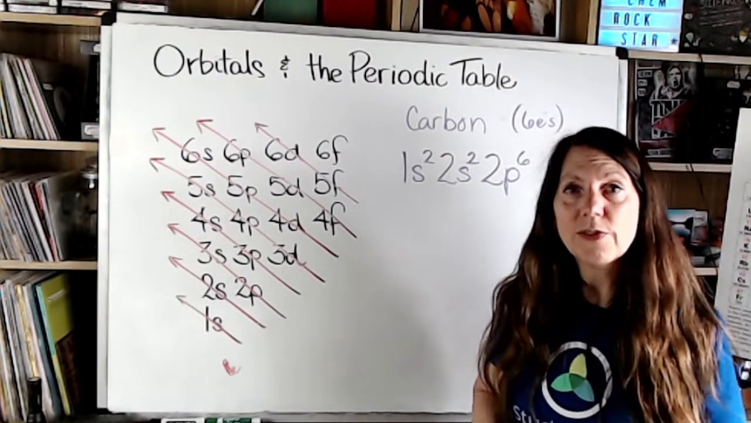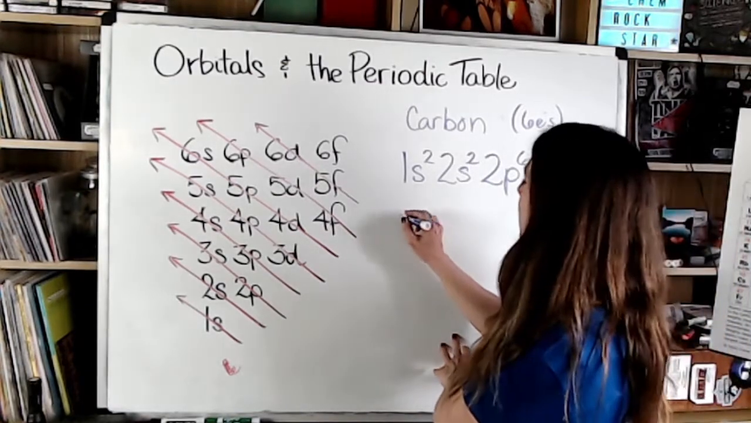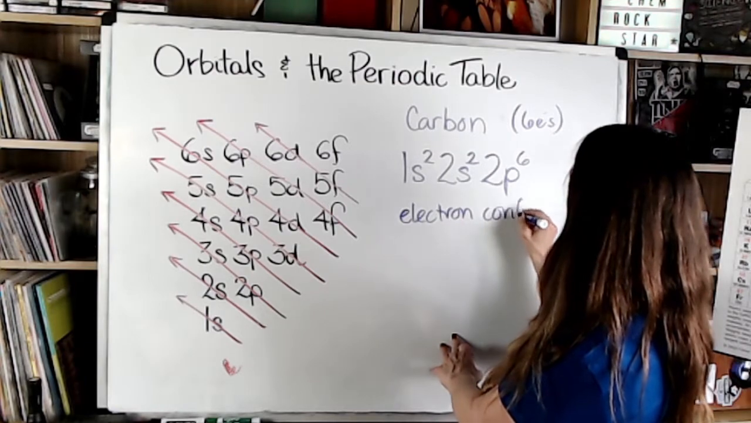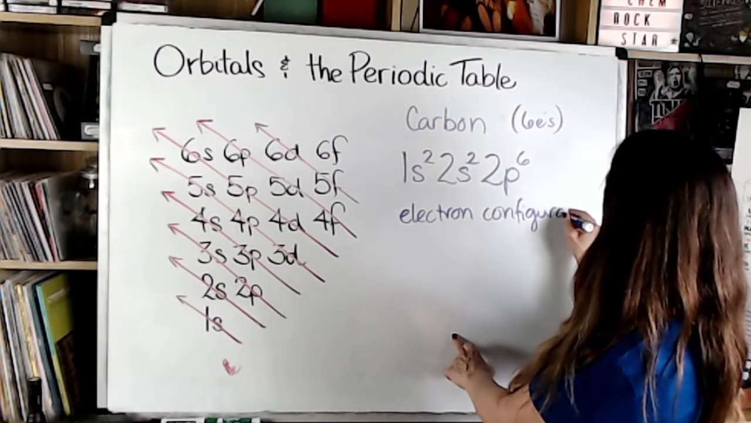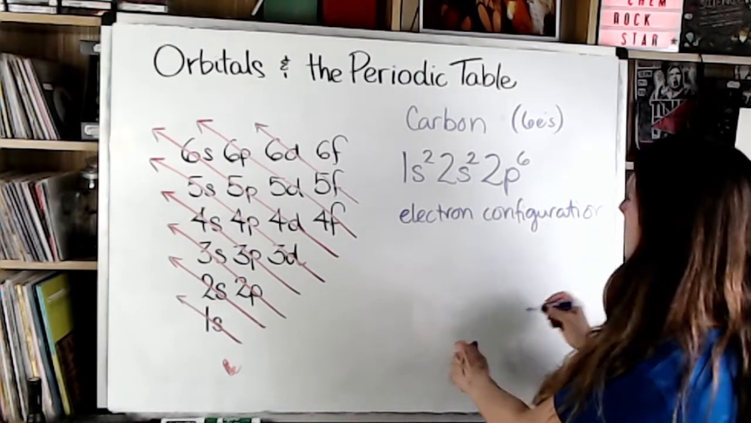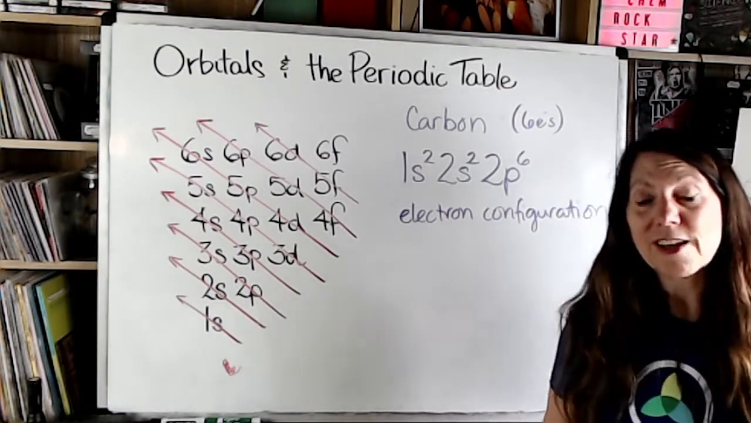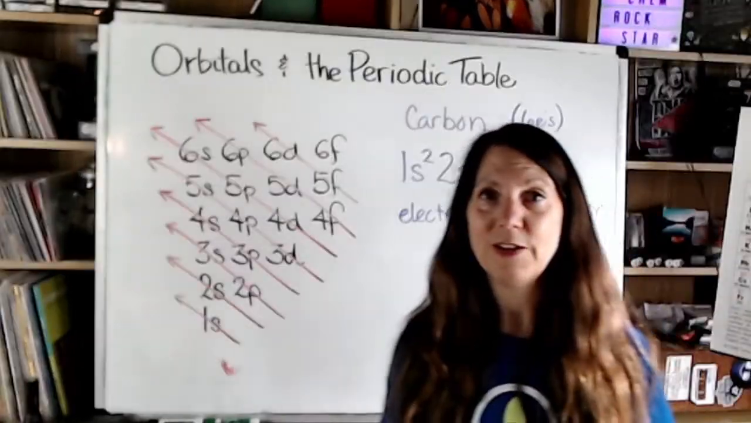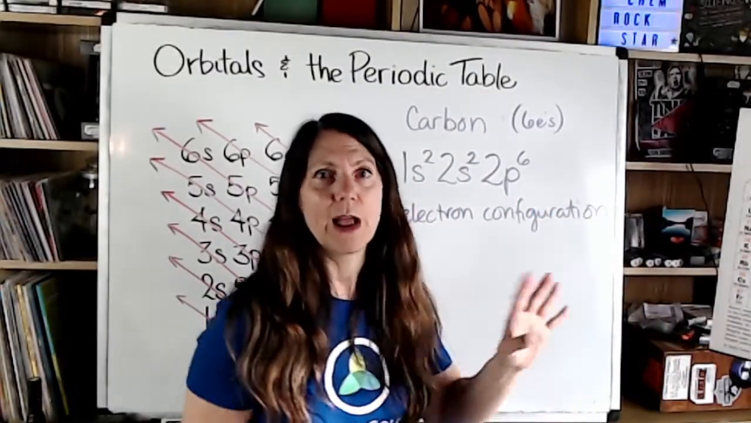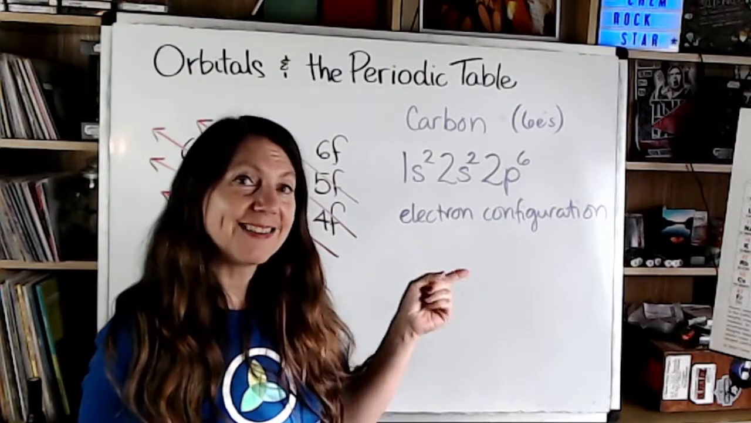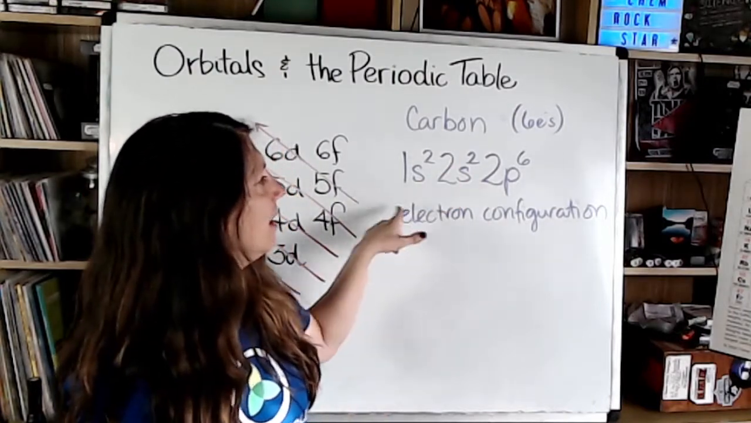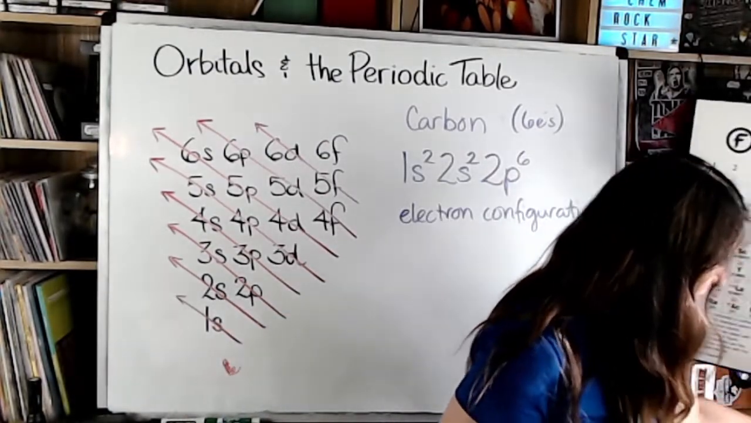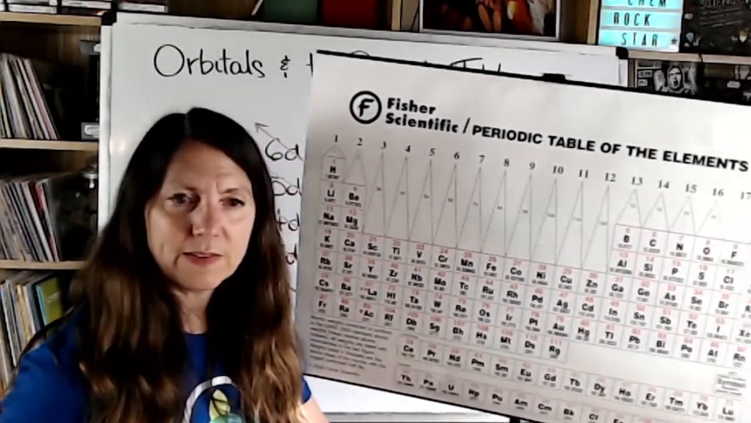All right, so this is what we call electron configuration. Electron configuration telling us where those electrons are. We are also going to be drawing out the orbital energy diagrams, but I want to show this because I want to now tie this in with the periodic table and show you what is happening.